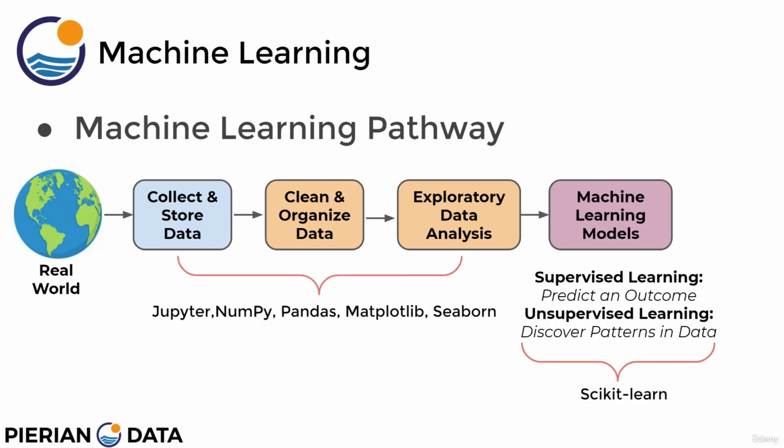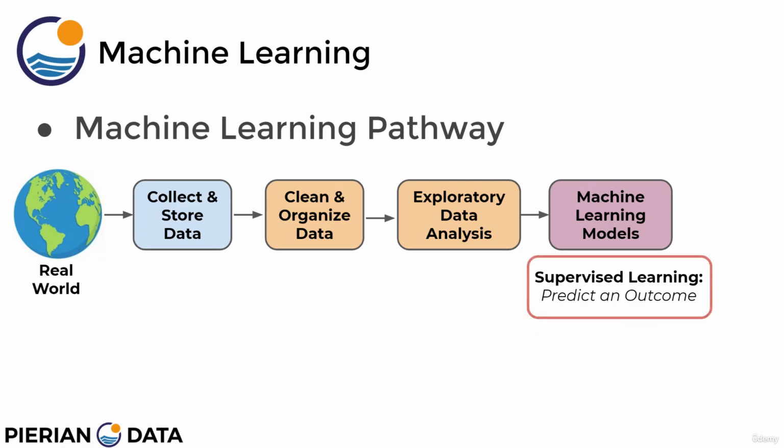And as far as Python is concerned, we know for the data analysis portion, we have Jupyter, NumPy, Pandas, Matplotlib, and Seaborn. Then when it comes to the machine learning models section, we actually have this very large and powerful library called scikit-learn available to us. And so what we want to do right now is focus on what's actually going on when we talk about supervised learning, predicting an outcome.